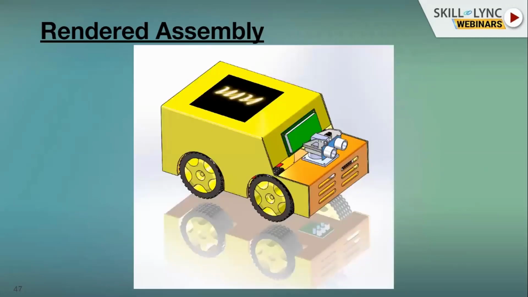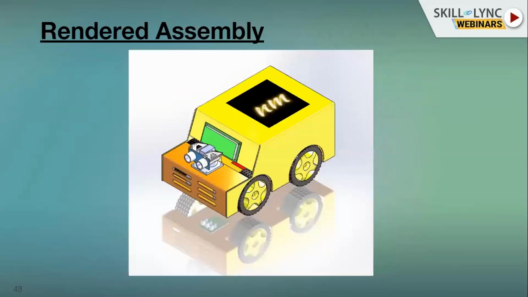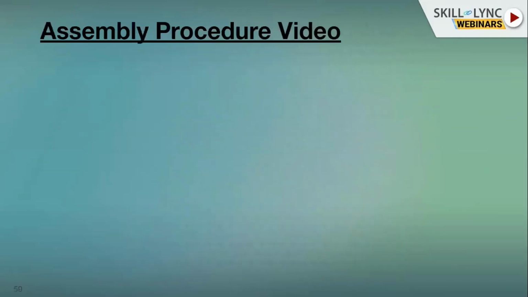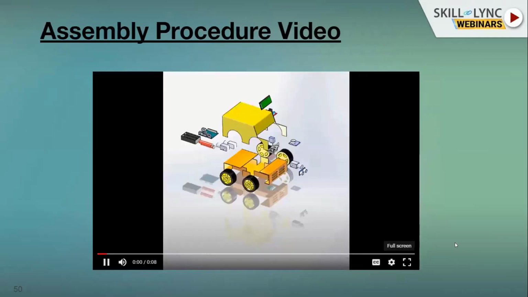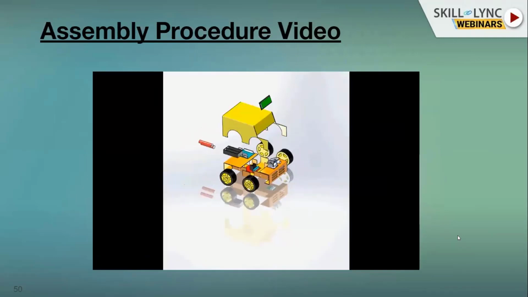And this is a part of an IoT device, Internet of Things. Using this, we can make the rendered image look like this. We can have a number of views in it, and we can even make the assembly procedure using this step-by-step assembly of each part, putting them all together to make the assembly. This assembly procedure video also we can make from SolidWorks.